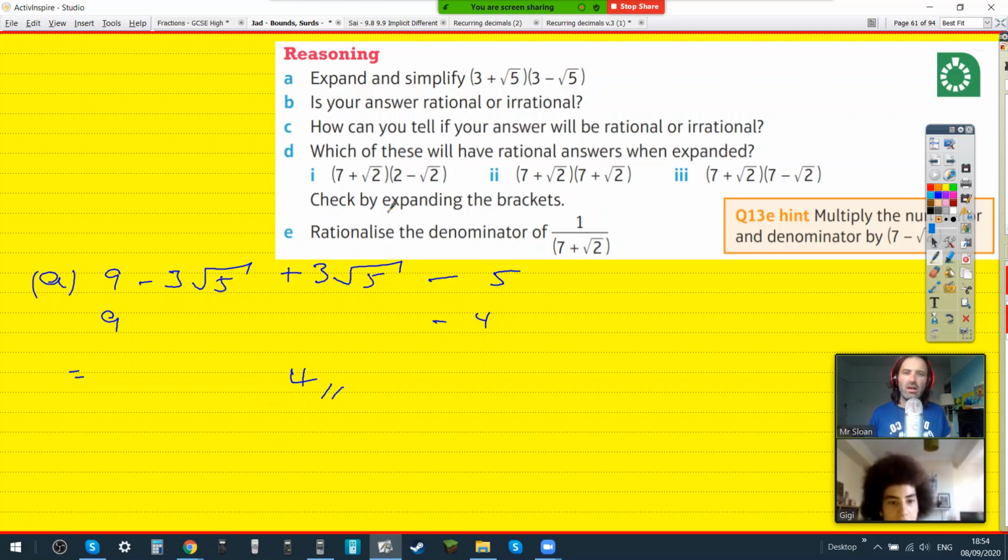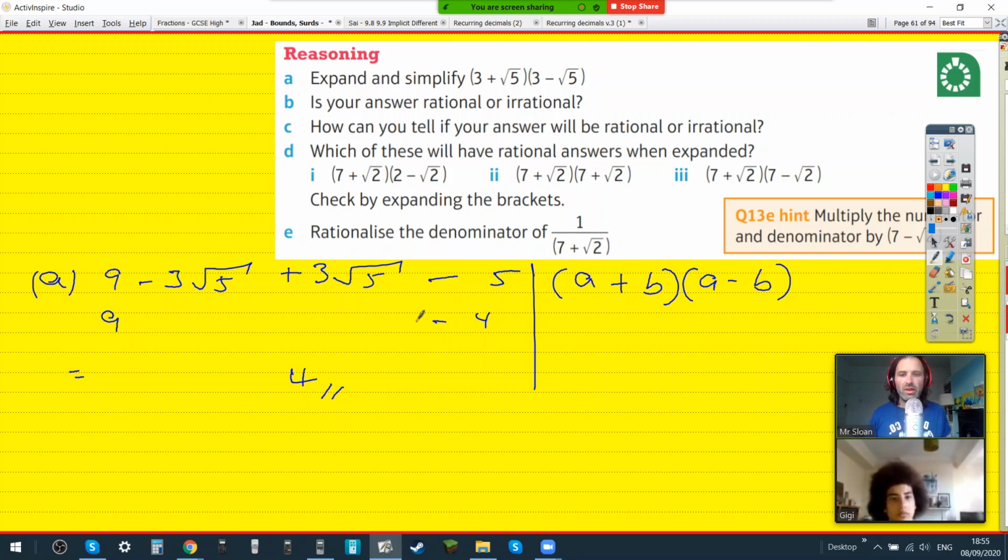4. The question had square roots in it. The answer doesn't. What that shows you is if you use the difference of two squares, so one bracket has a plus, the other has a minus, everything else is the same, if they have some surd, like a binomial, you always get a rational number.